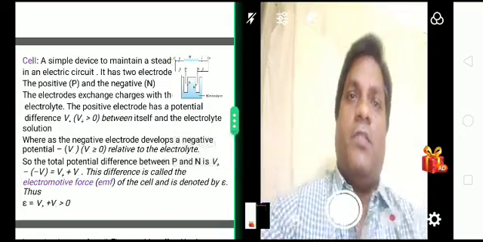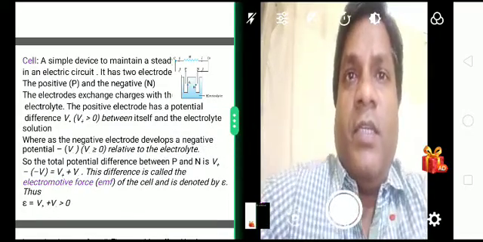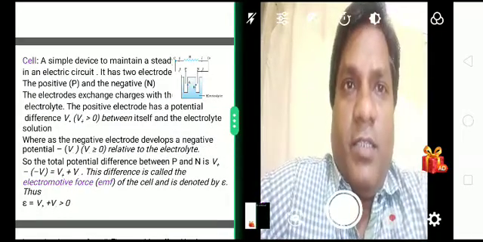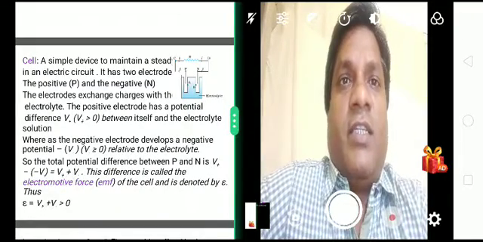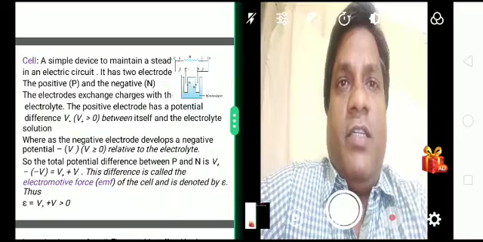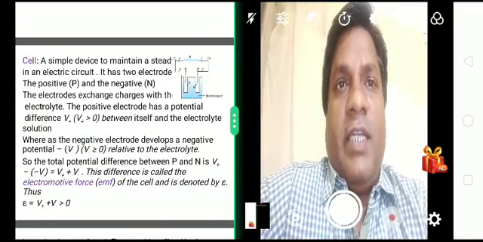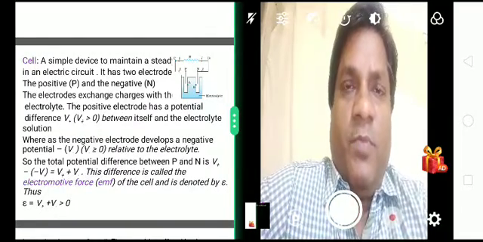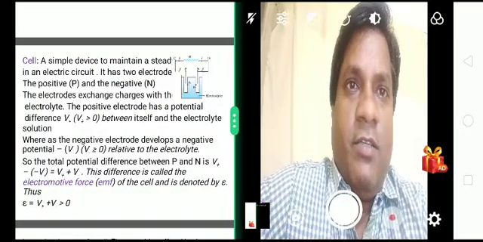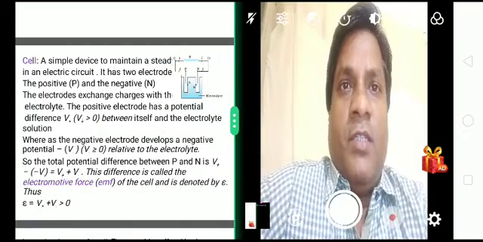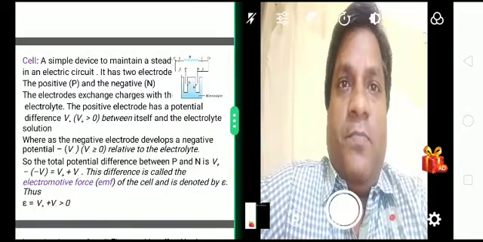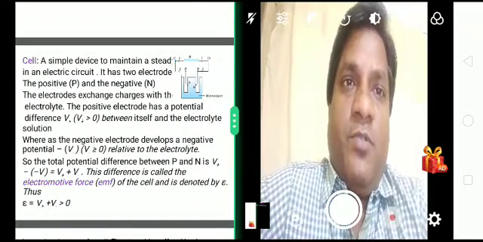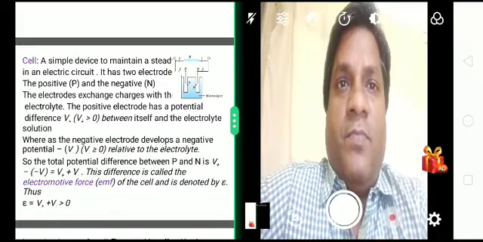So let us first discuss what is a cell. A simple device to maintain a steady potential difference in an electrical circuit is called a cell. It has two electrodes, the positive P and the negative N. The electrodes, with the help of some chemical reaction, exchange ions with the electrolyte.